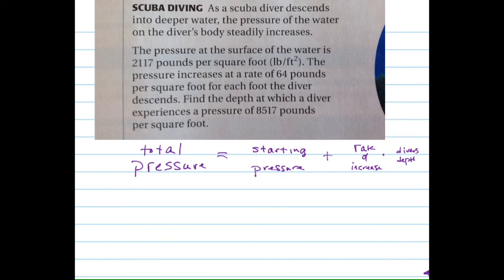So let's plug in what we know. We don't know the pressure to start with. Let's call that P. We don't know the total pressure that he's going to experience. This is the function that we're writing. What's the starting pressure? 2,117. What's the rate of increase? What's it going up by? 64 for each foot he goes down. So let's call that D for his depth.